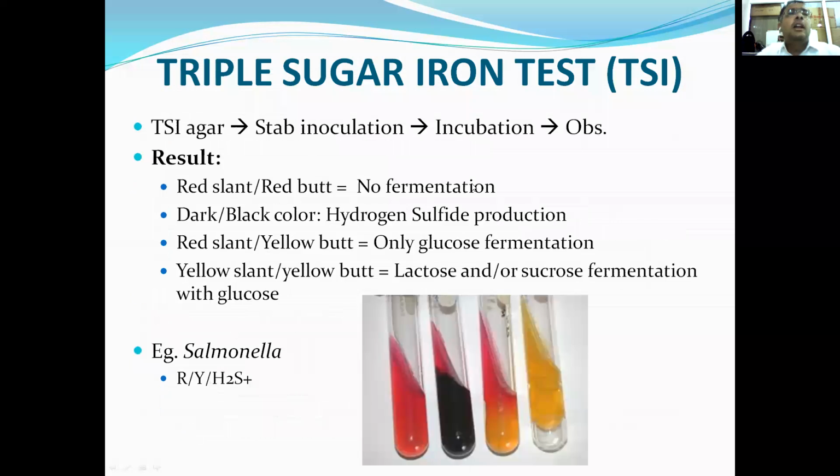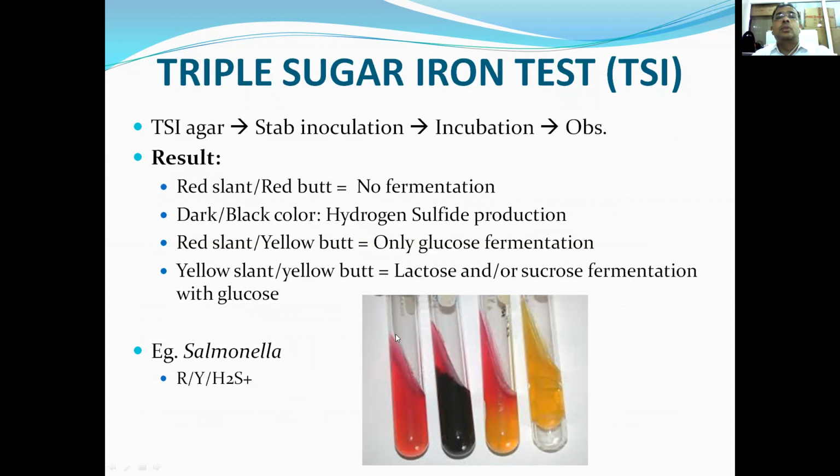Generally we have to take TSI agar, and stab inoculate your culture. After stab inoculation, we can also do a streak culture. So stab and streak culture you have to do, then go for incubation. In general, overnight incubation is sufficient, and after getting sufficient growth, you can go for performing this test. So on the next day of inoculation, we can observe this type of changes.